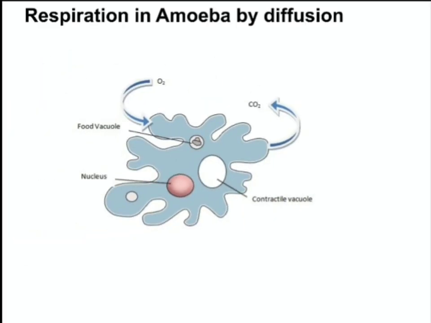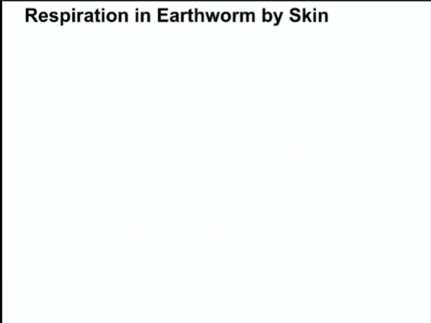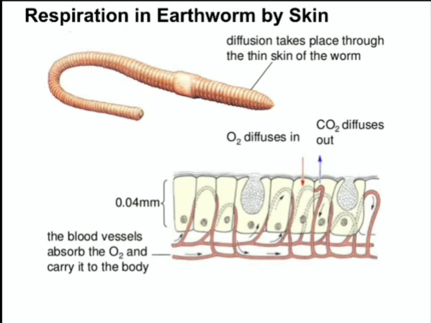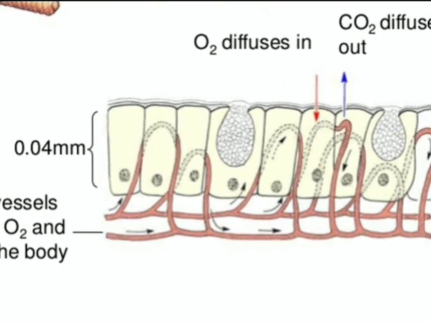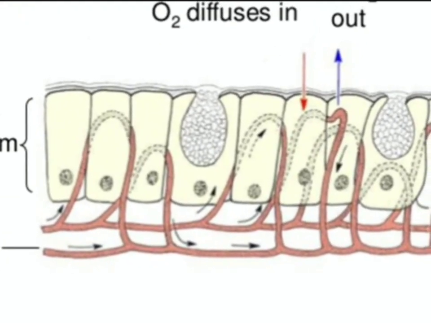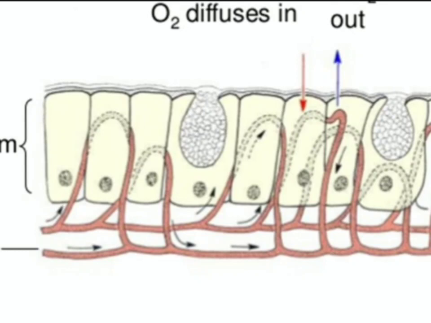Okay, now moving on to the next slide, which is about respiration in the earthworm. The earthworm respires with the help of its skin. They have moist skin. Just onto the periphery, inside the earthworm, I'm talking about the inside, blood capillaries are present. These capillaries come to the peripheral part of their body. These are the peripheral capillaries, reaching to the periphery.